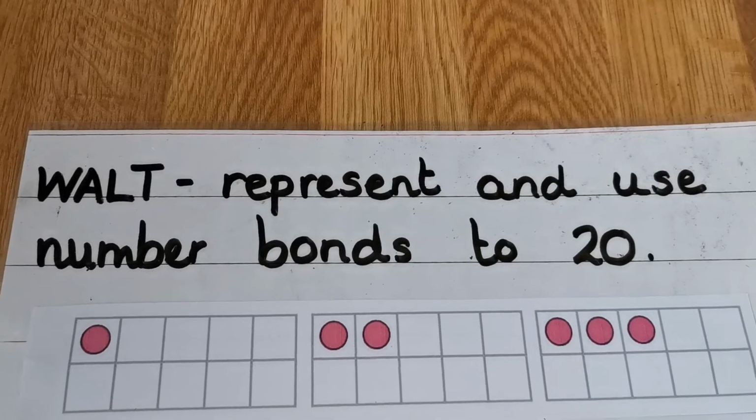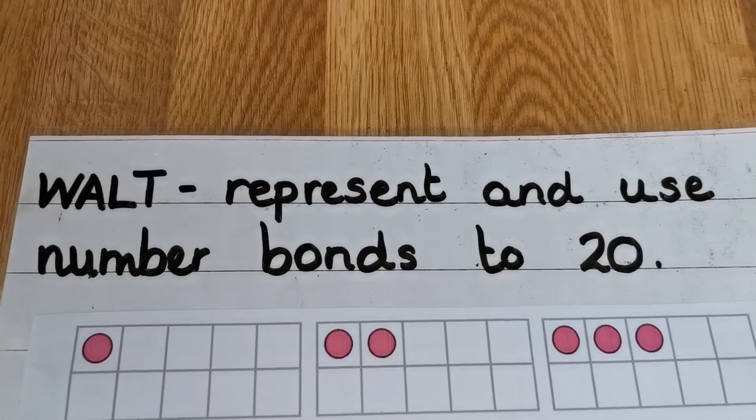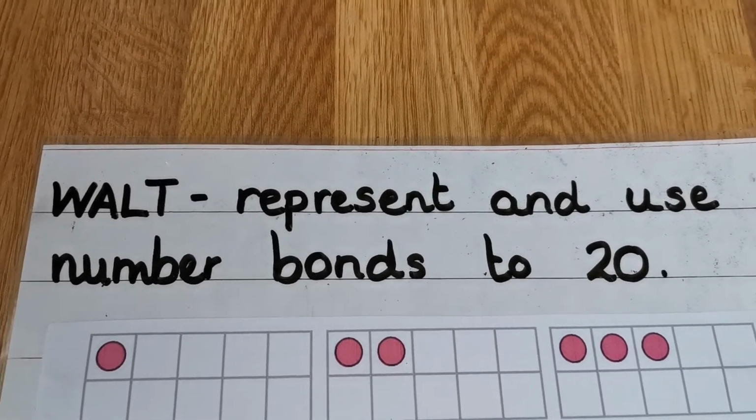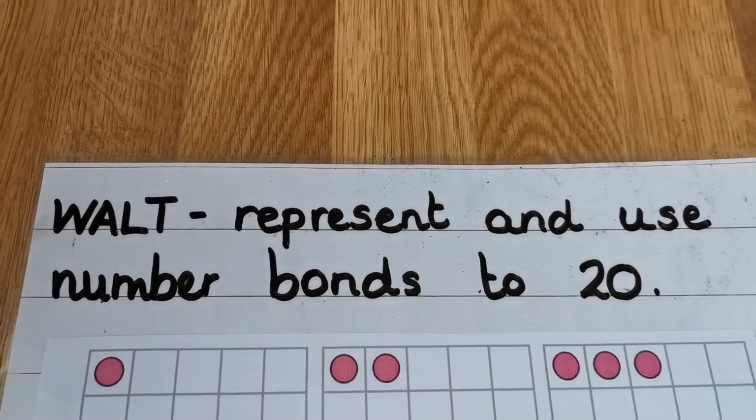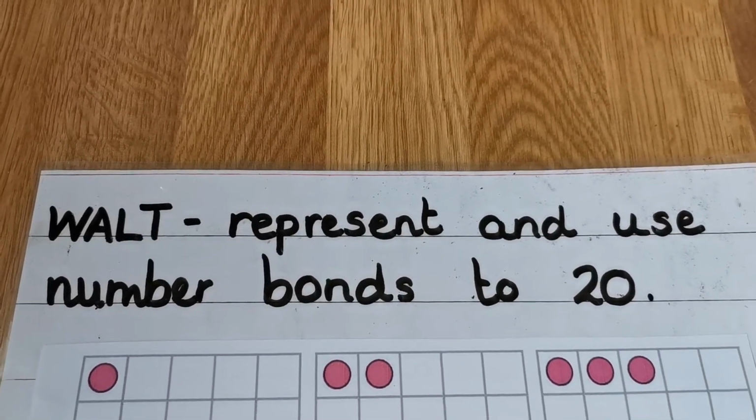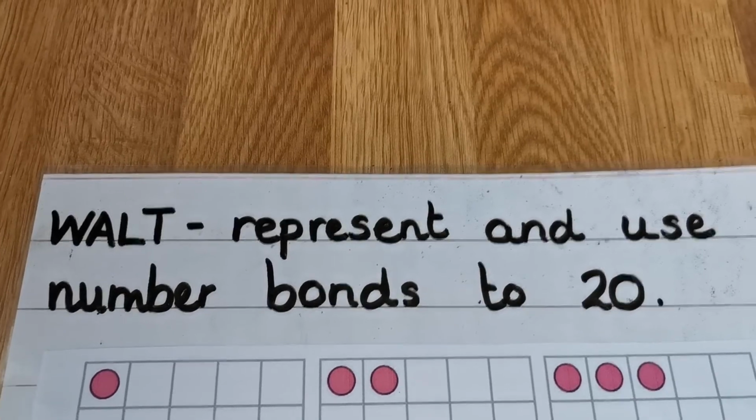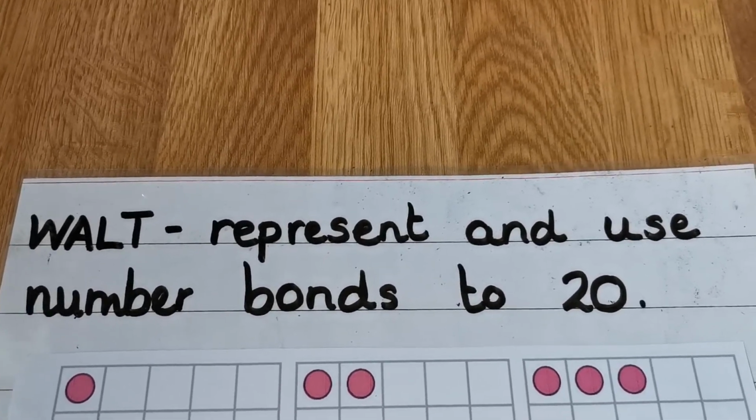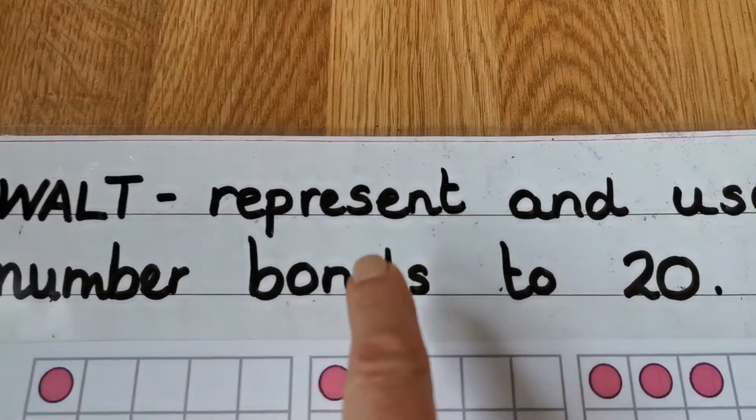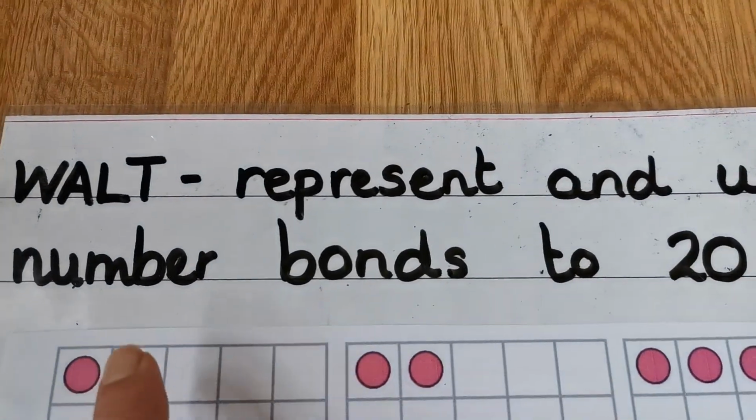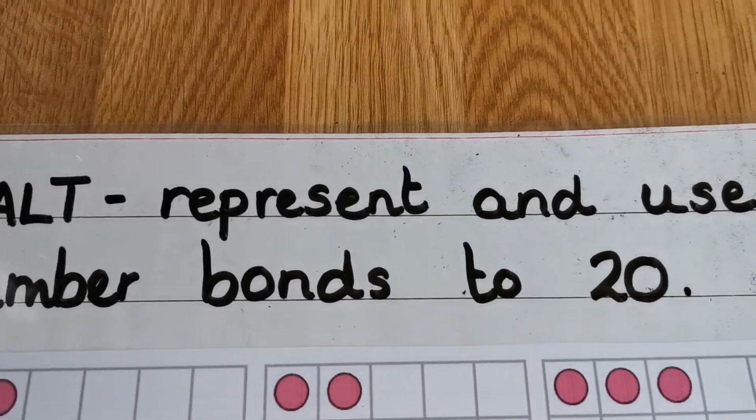Now today should be Thursday the 7th of January. It might not be, but make sure that you have done the maths work for Wednesday the 6th of January, because that comes first. So today our WALT is to represent and use number bonds to 20.